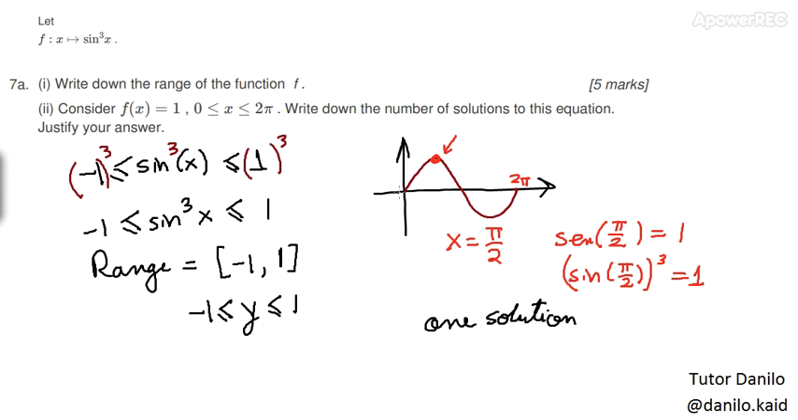One solution. If you want to graph the exact value of the sine raised to the third power, you would have something more smooth, this much and this much. This would be the cube of the sine function. So anyway, you have that pi over 2 is the solution. So just one solution.